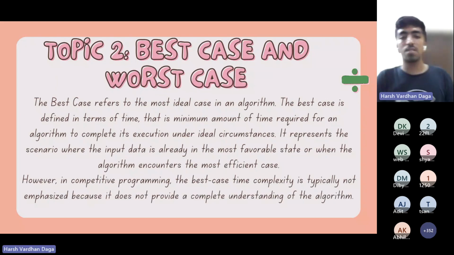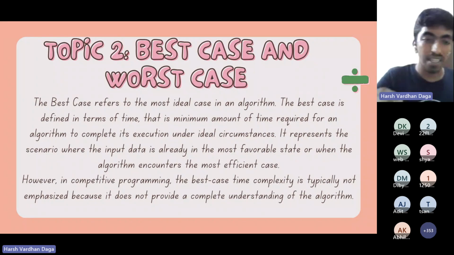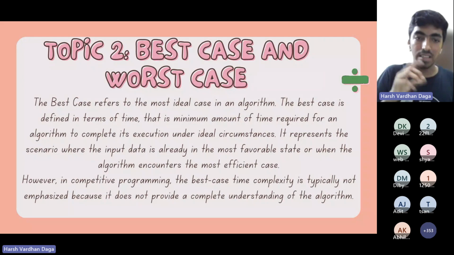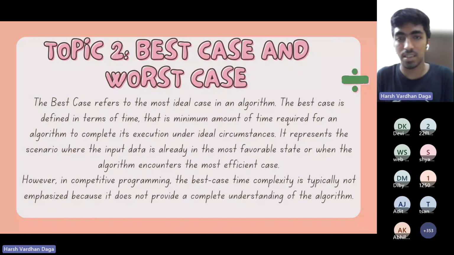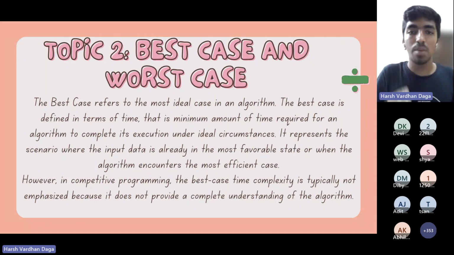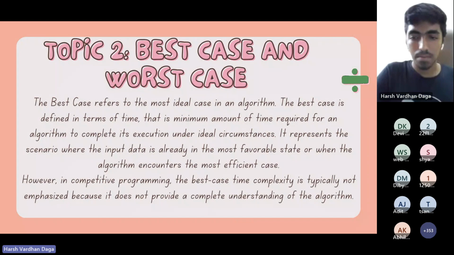Best case and worst case. Firstly, we'll talk about what best case is. The best case refers to the most ideal case in an algorithm. Best case is defined in terms of time. That is, the minimum amount of time is required for an algorithm to complete its execution, which implies that the minimum number of operations or iterations are required to perform a particular operation or code.